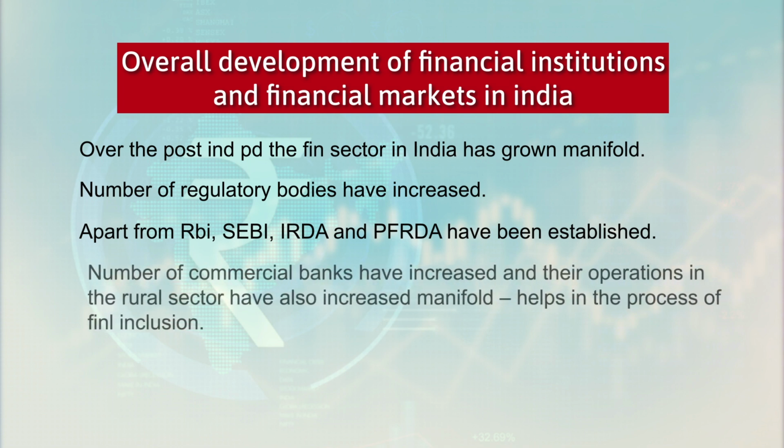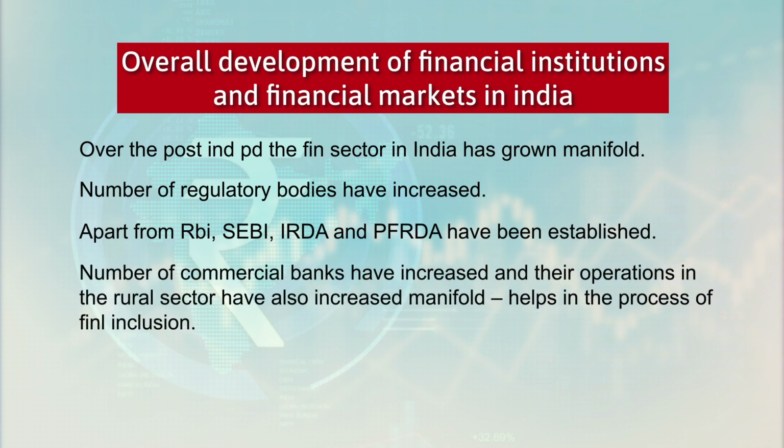The number of commercial banks has also increased in India, and their operations in the rural sector have also increased manifold. And obviously, this has helped in the process of financial inclusion in the context of the Indian economy. However, the growth of the cooperative banks has not really been very impressive. The post office functions have undergone a rapid change. They now offer many services and instruments which have basically encouraged the volume of small savings in India. The government has also introduced the new pension scheme.